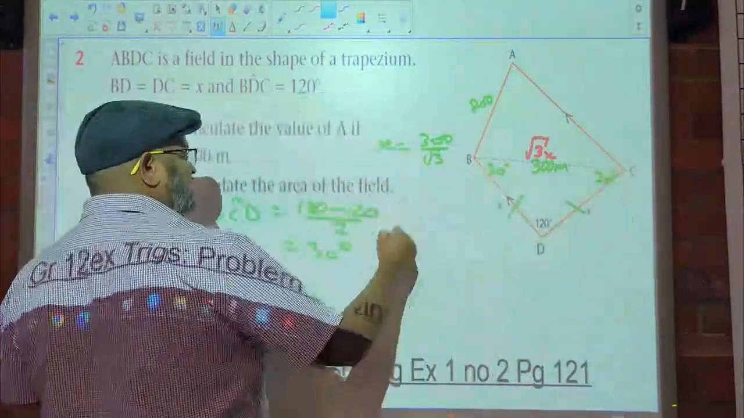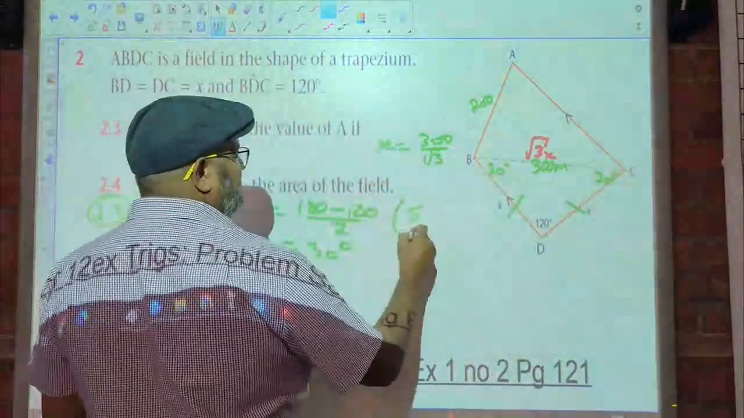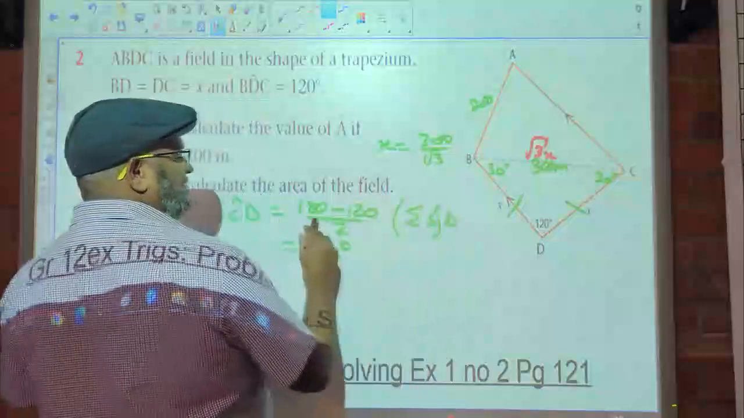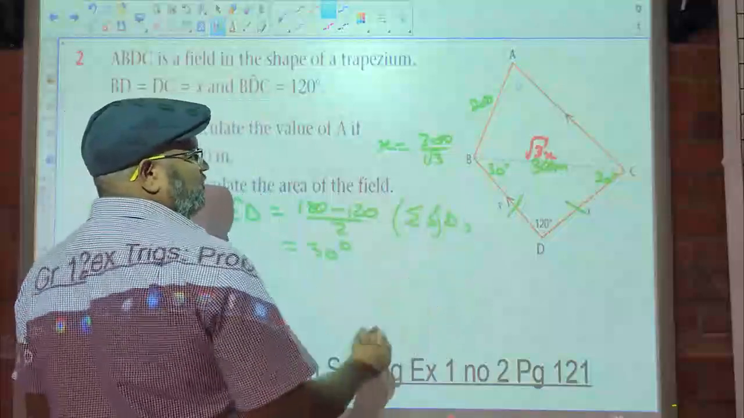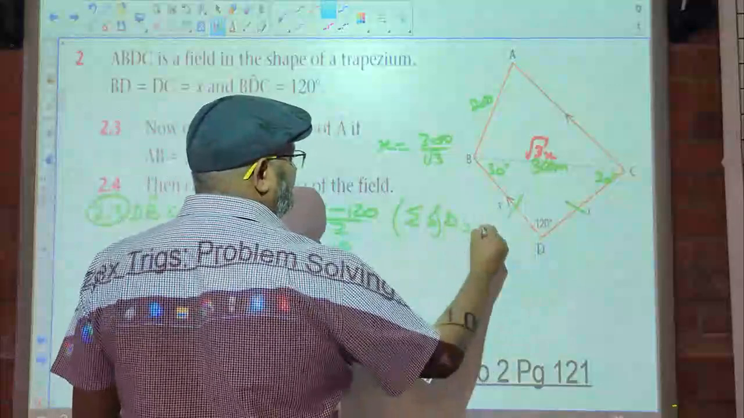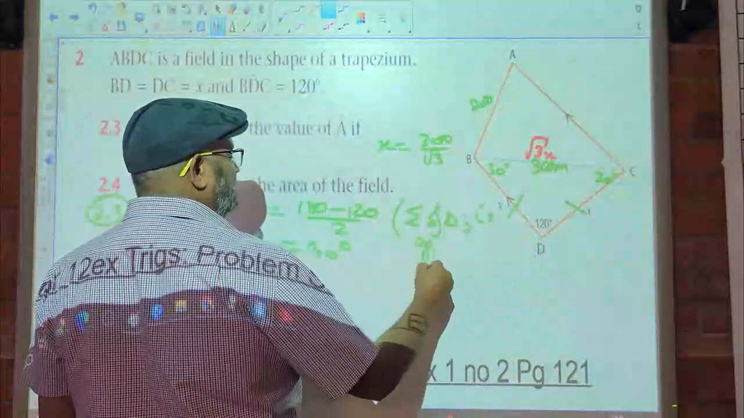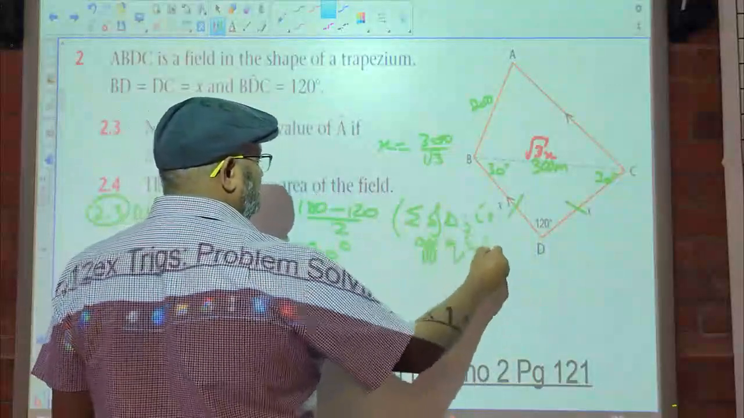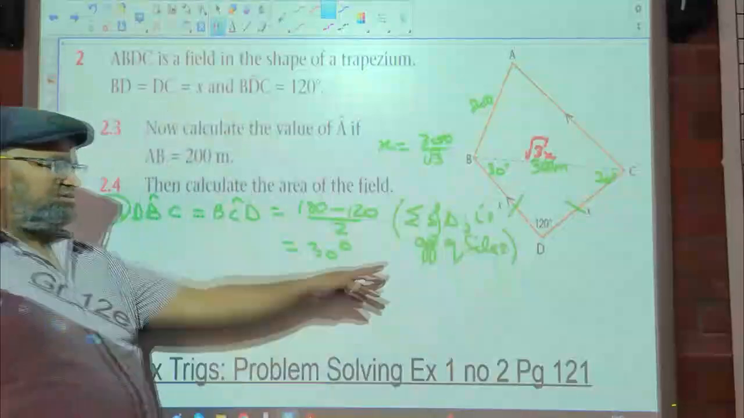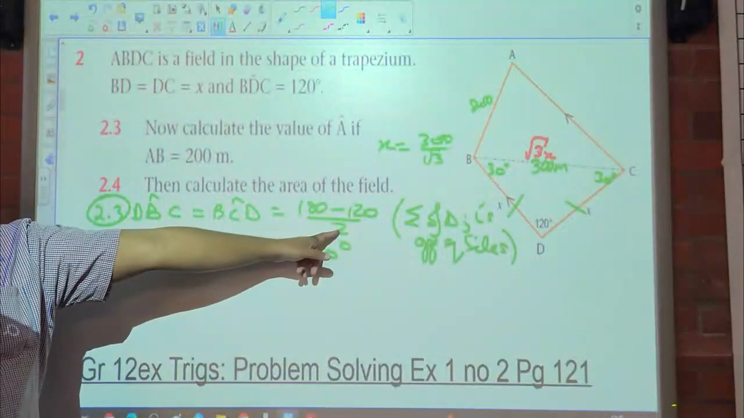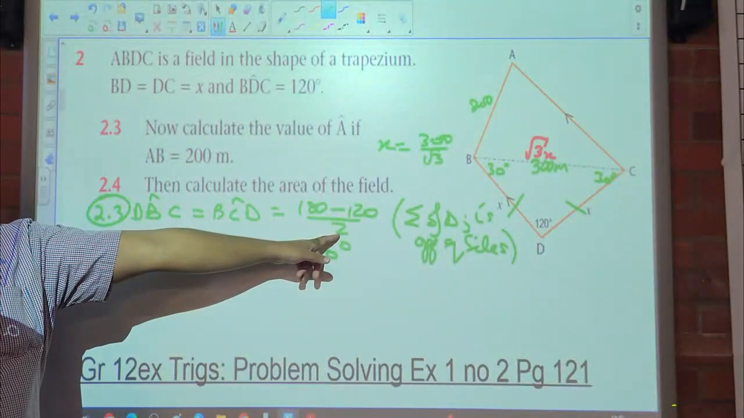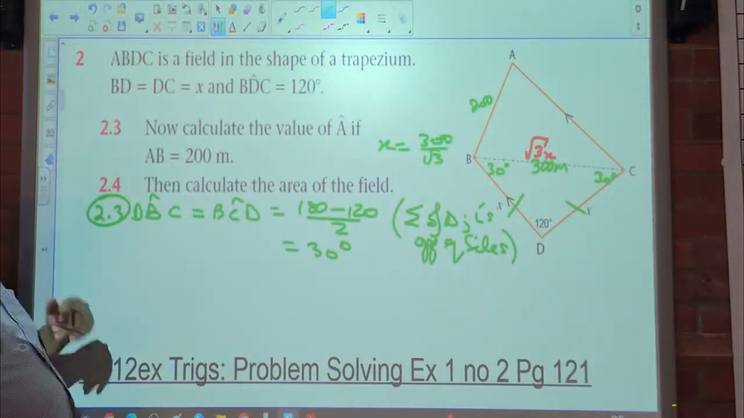And the reason there, you don't need a reason, but we use sum of angles in a triangle, that is where the 180 comes from. We have used the fact that these angles opposite equal sides are equal as well. We use two theorems here. That's where the 2 is coming from. Not so? So that's 30 degrees.